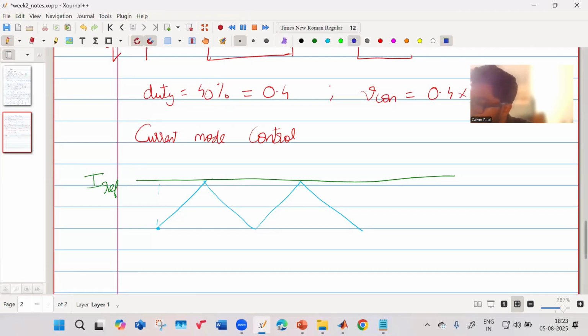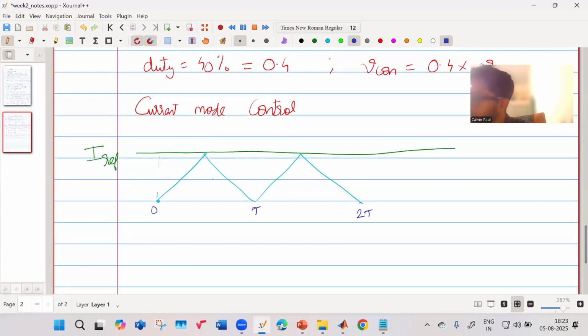So this is my 0, T, 2T, etc. What happens at 0? Your inductor current is low, and your switch is turned on. Once your switch is turned on, your current starts rising. Then it will reach this peak limit which is set. When it touches this peak limit, your gate signal will go low. And when your gate signal goes low, your inductor current will start falling. It will fall, fall, fall.